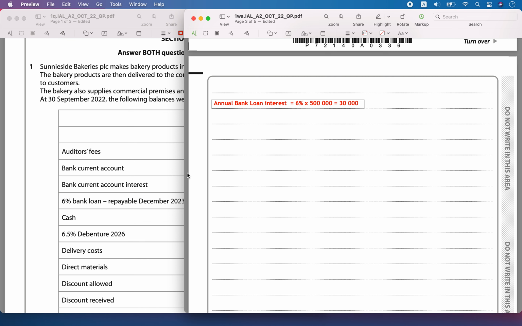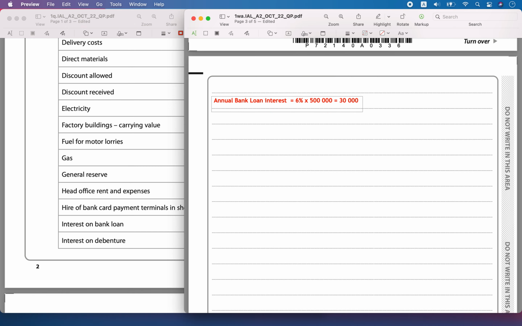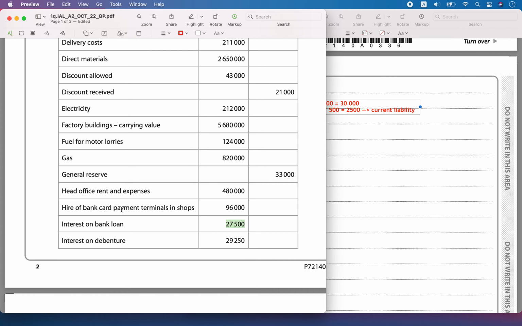30,000 needs to be paid, but if you see, here they have paid only 27,500, which means 2,500 is an owed expense, interest payable. It becomes a current liability, an owed expense for interest. If you were to prepare the financial statements, then you need this. As of now you won't need this information, but it's knowledge. It will appear in the current liability section.